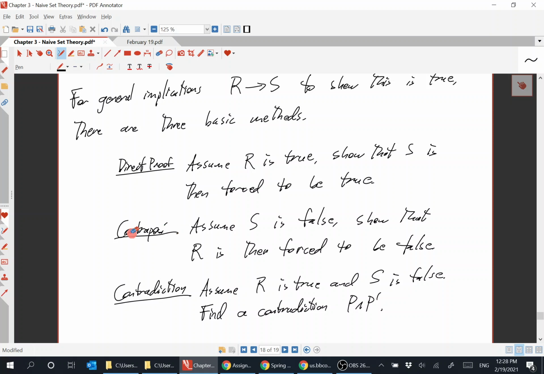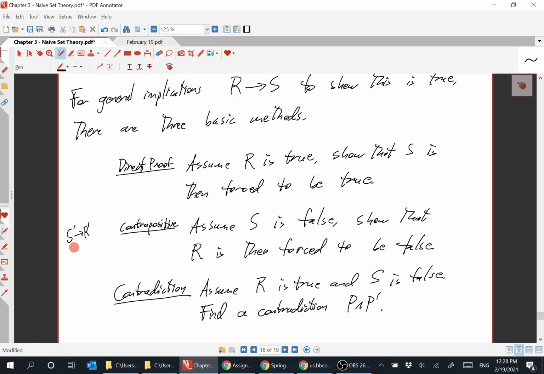Contrapositive. So direct proof, contrapositive proof. I'll just call it contrapositive. Assume S is false, show that R is then forced to be false. In other words, this being false makes this false. In other words, you don't get true then false. So this is essentially showing that the contrapositive statement, which is logically equivalent, is true via direct proof. So it's a direct proof in the other direction.